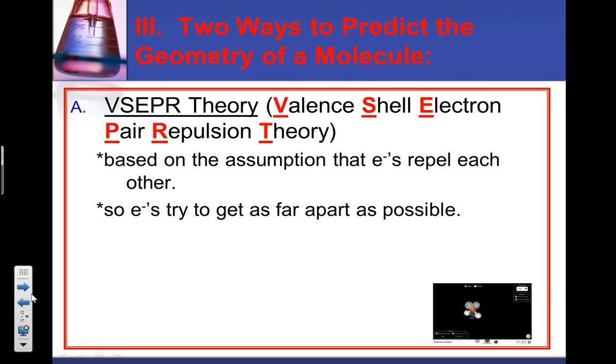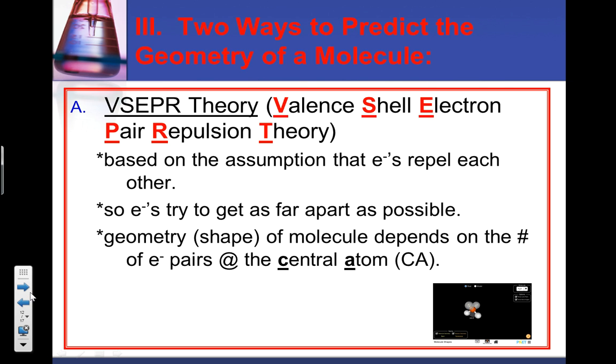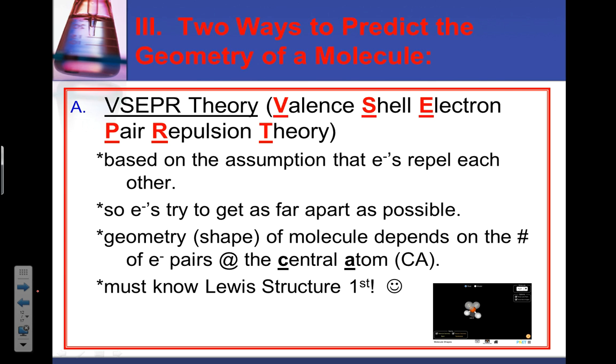So what happens is the electron pairs try to get as far apart as possible around your central atom. They push and repel one another within the space available. So the geometry, or what we call the shape of your molecule, depends on the number of electron pairs around your central atom. In our notes, I'm going to abbreviate central atom as CA in the chart that we're going to make in just a second. You must first draw the Lewis structure, and then you will predict your geometry using VSEPR theory.